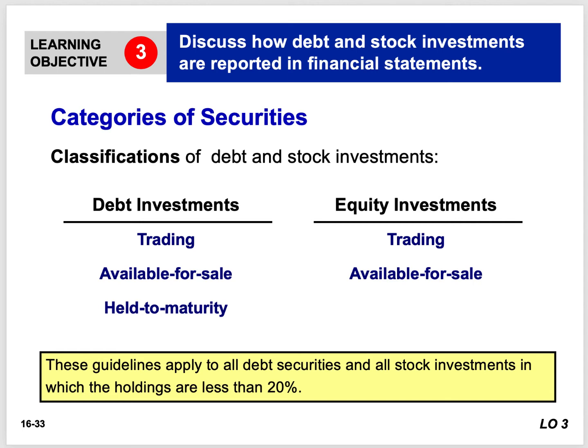Available for sale securities are securities the companies may sell sometime in the future. We might not, but the intent here is that we probably will sell them eventually. Then we have held to maturity securities. These are debt securities, and the intent here is to hold these to maturity.